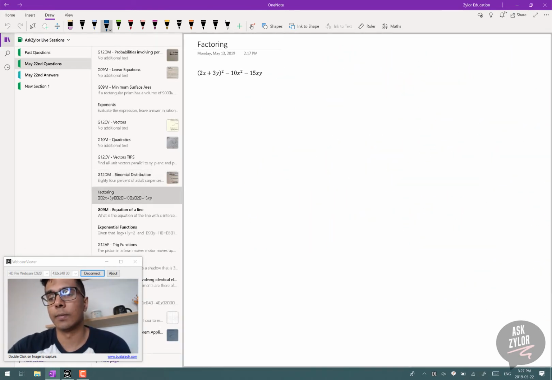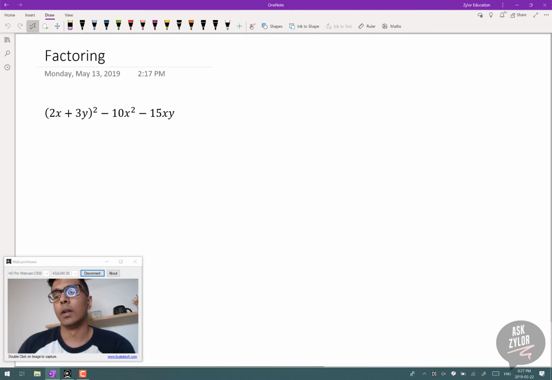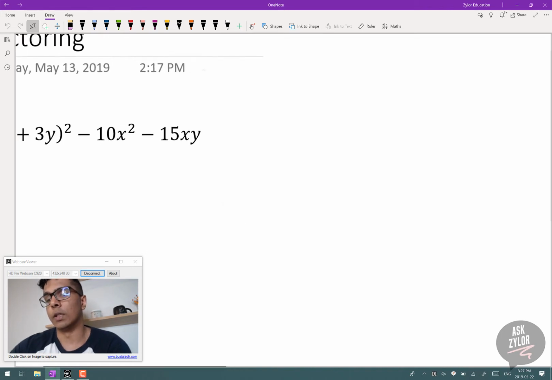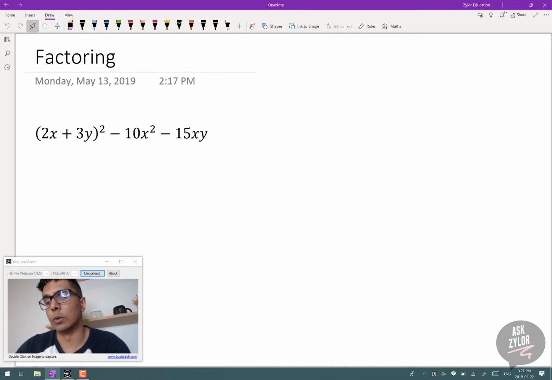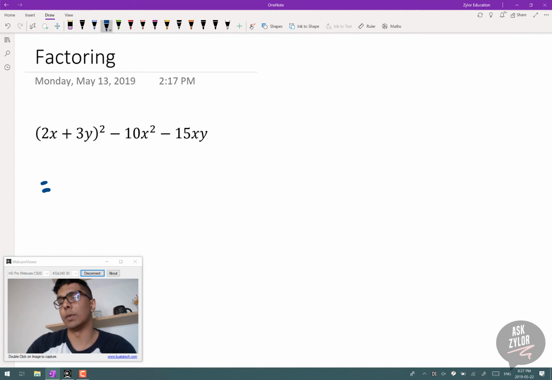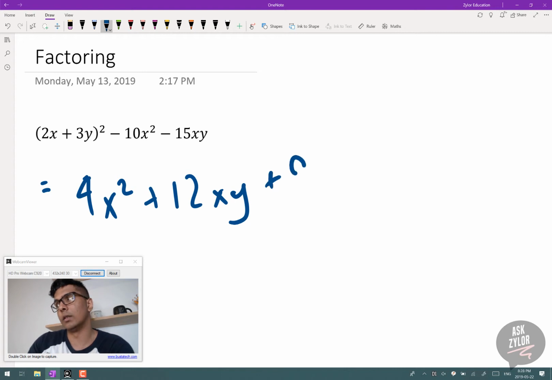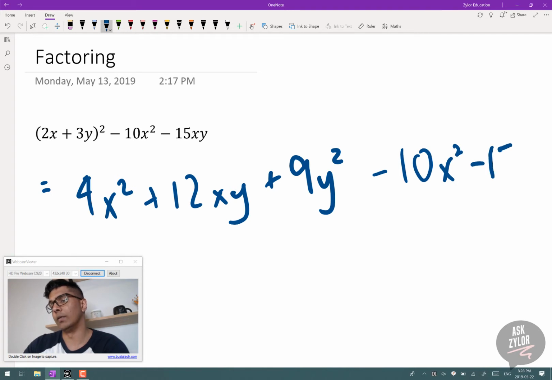So we're dealing with a factoring question right now. The usual equations that we see are quadratics with x to the power of 2 and so on, right? How are we supposed to factor something that doesn't look like that? So what we should be doing is looking for patterns and trying to simplify this first, okay? So let's go ahead and expand this bracket first. I'm going to expand the bracket to give me 4x squared plus 12xy plus 9y squared minus 10x squared still, and I'm going to leave the last two terms the way they are.